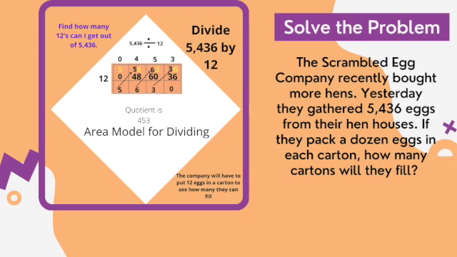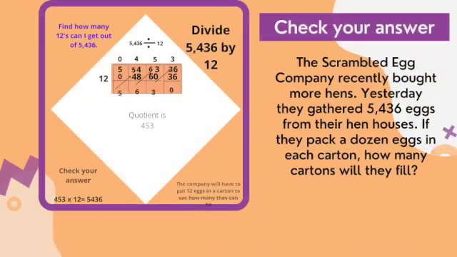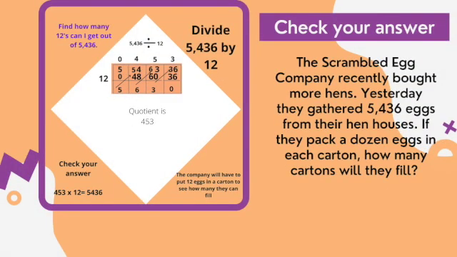Now remember, whatever's left over moves to the next box as a 10, so the 3 that's left over becomes 36. Now let's see how many 12s we can get out of 36. Well, 12 times 3 is 36, so it looks like we've used all our 12s with no remainder. The quotient for this problem is 453. Our problem has been solved. The egg company can fill 453 cartons with no eggs left over. End of our problem-solving process.